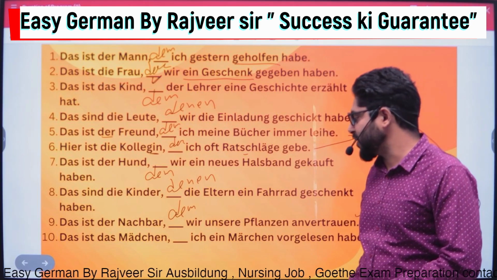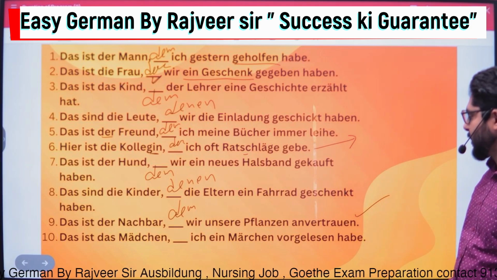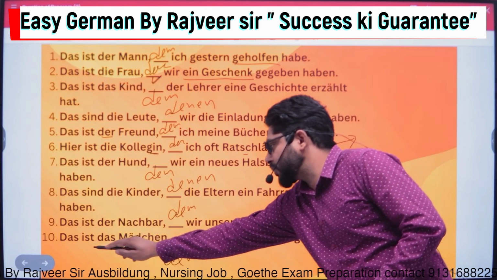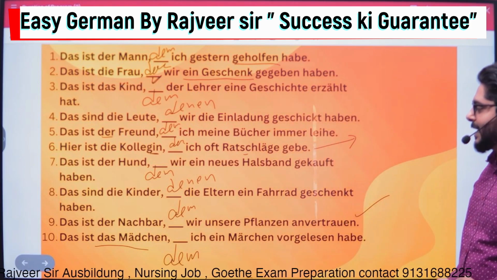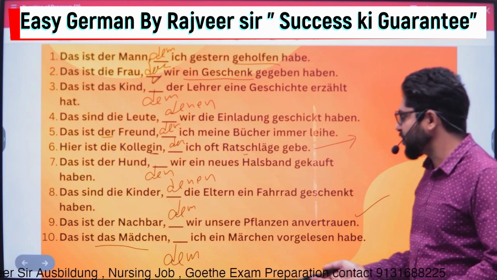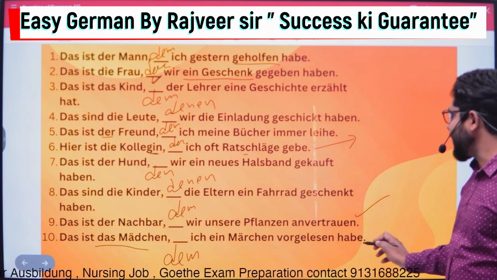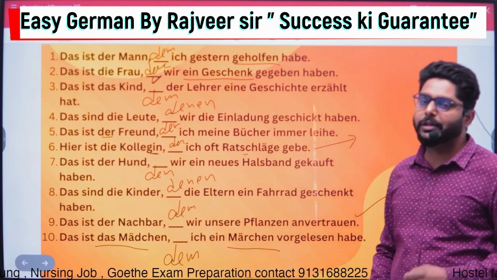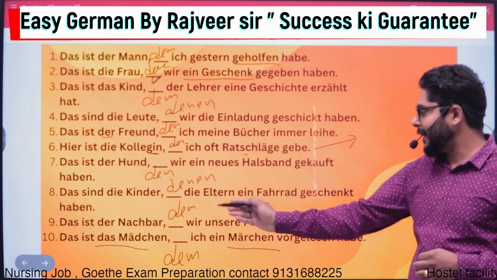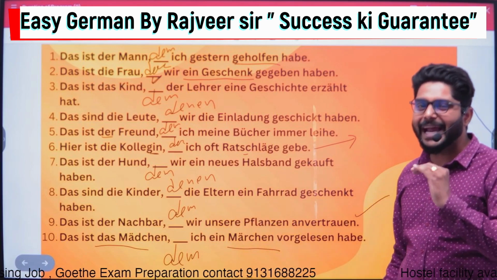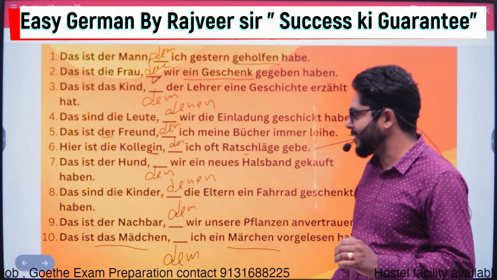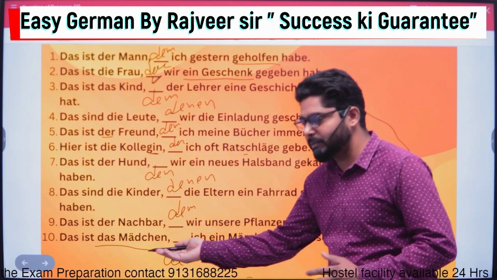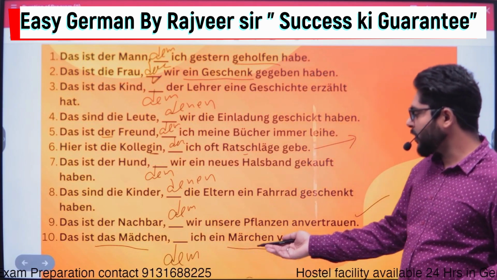Next one, das ist das Mädchen, dem. No, Mädchen is neutral. So das ist das Mädchen, dem ich ein Märchen vorgelesen habe. So what is this Märchen and what is this Mädchen? You know that only R and D, a very slight difference is there. Mädchen means girl. It is very clear. And does anyone of you know what Märchen is?